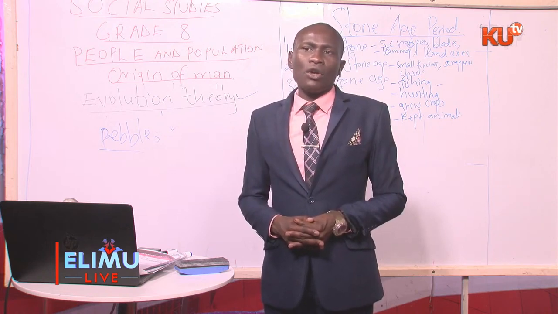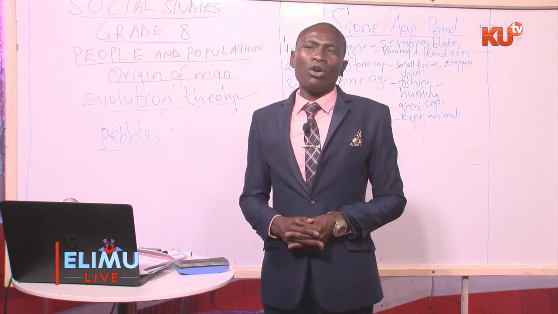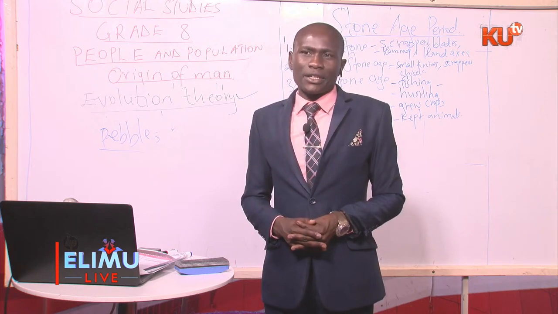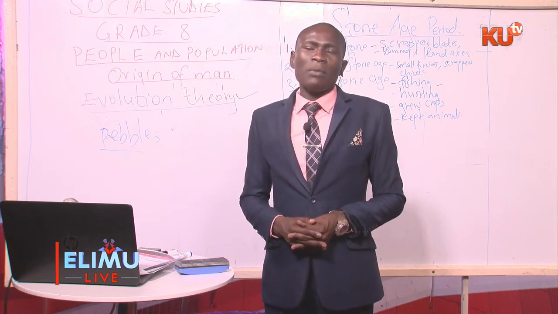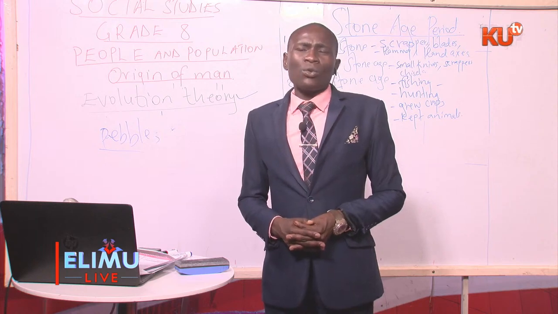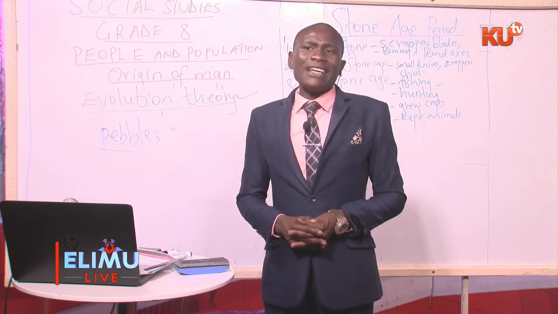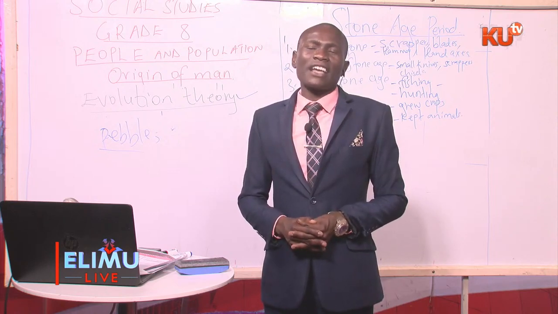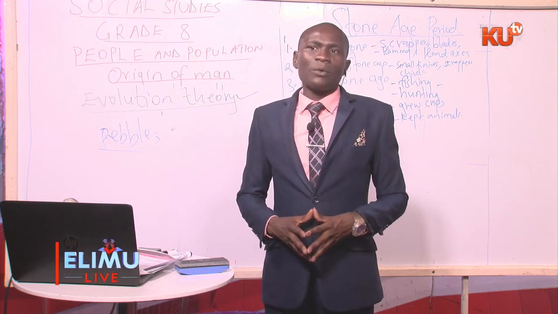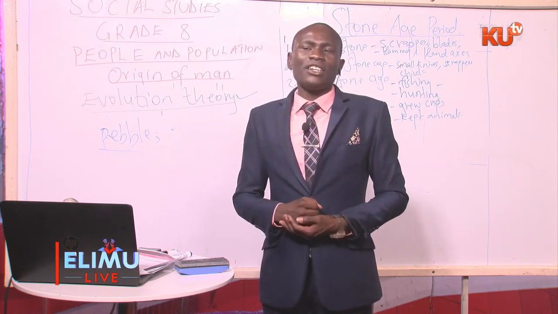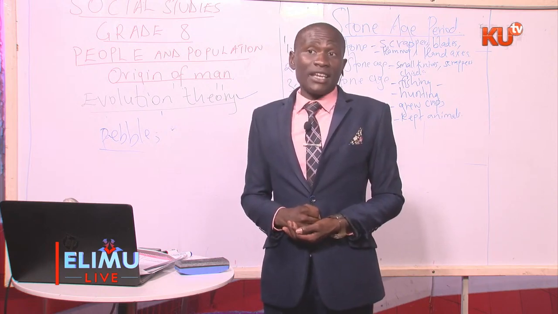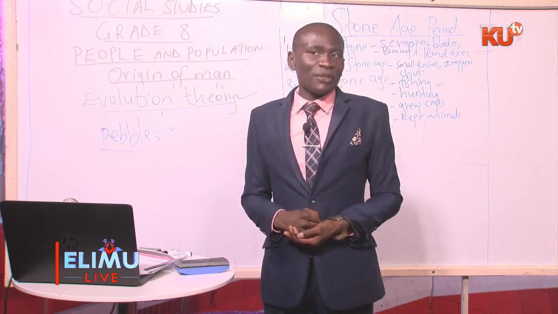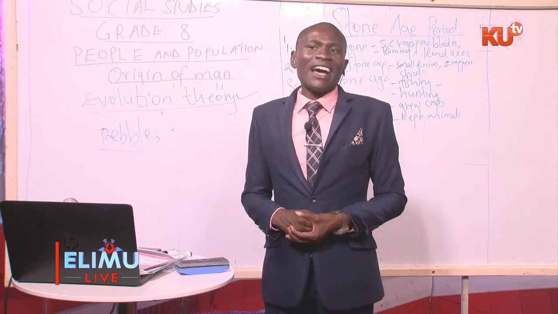Under evolution theory, we also looked at the stages of human development from an ape-like creature to more complex creatures. We also looked at the characteristics of each stage of human development. After that, we looked at the areas where the remains of the stages of evolution of man were discovered. We looked at each stage and where it was discovered and the year in which it was discovered. And we said these areas are called archaeological sites.